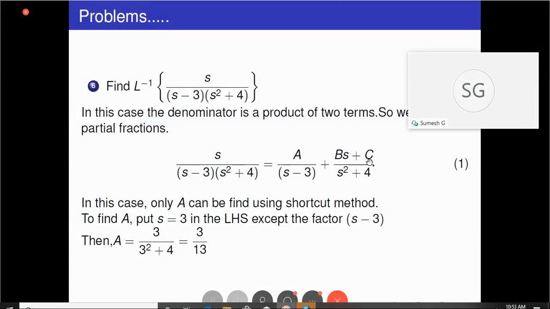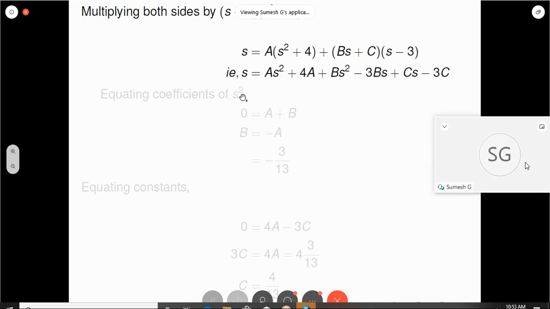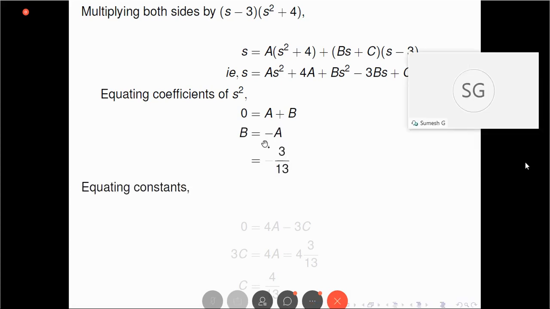To find b and c, we have to apply the general method. For that we have to multiply both sides by this denominator. So it becomes s equal to a into s square plus 4 plus bs plus c into s minus 3. And we expand the RHS. Now equate coefficients of s square. By equating coefficients of s square, we get 0 equal to a plus b, which gives b equal to minus a. Value of a is 3 by 13. So we obtain b equal to minus 3 by 13.